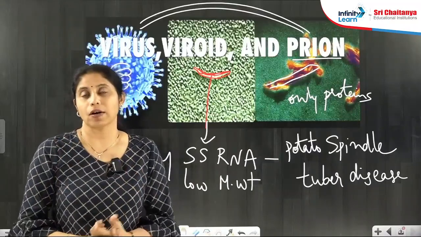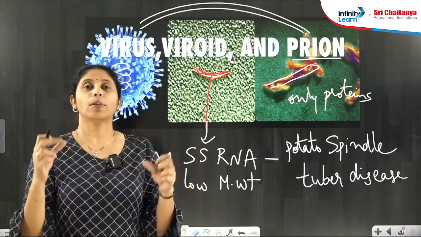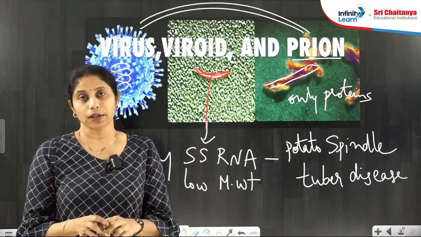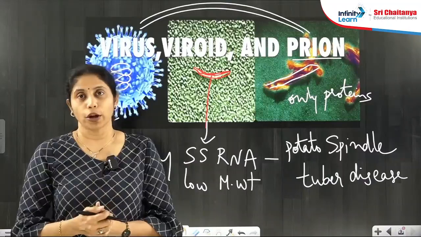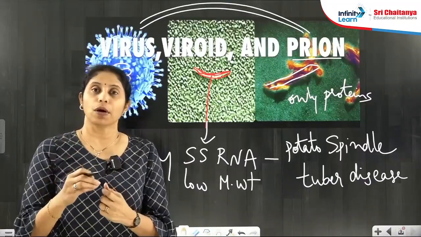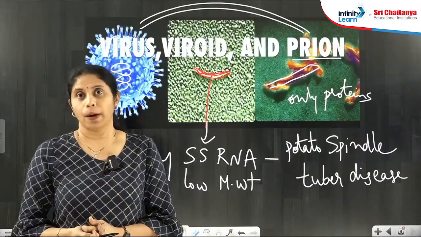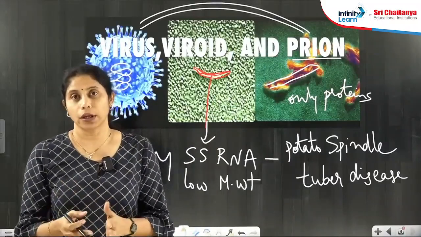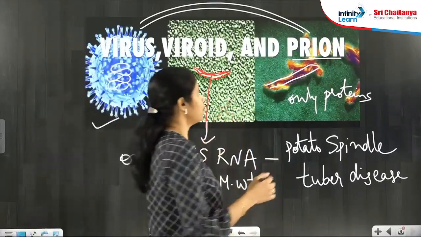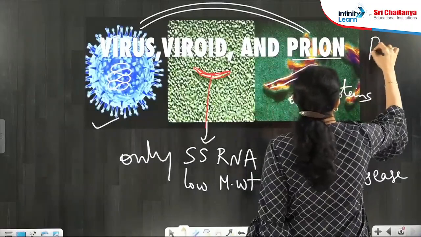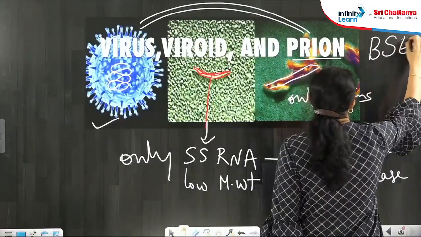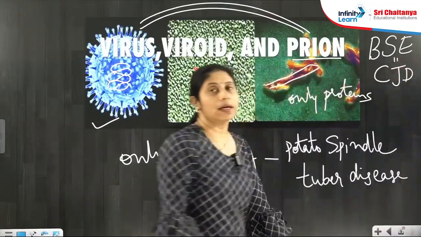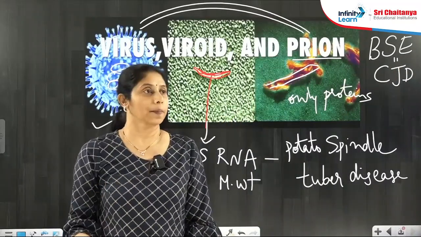Neurological diseases are caused by the prions. These are abnormally folded proteins, and they are infectious protein molecules and they will be causing neurological diseases. Okay. These prions will be causing diseases in animals only. The examples of these prion diseases are bovine spongiform encephalopathy and CJD. These two are equal. BSE is there in the cattle.